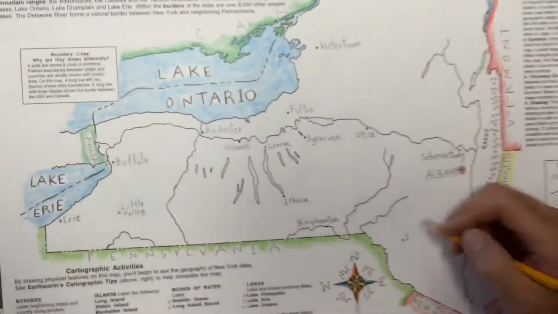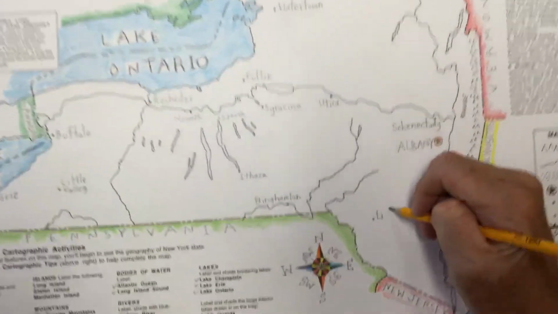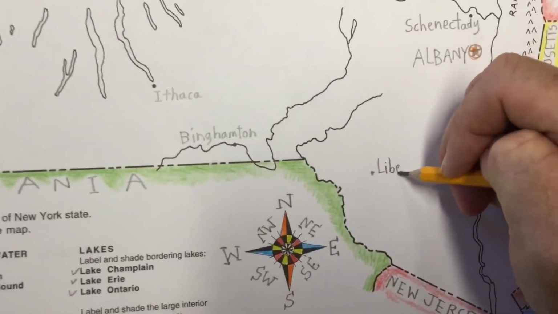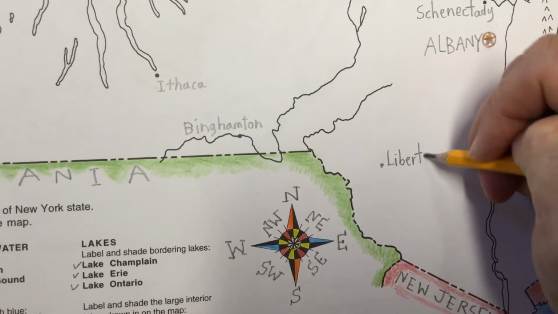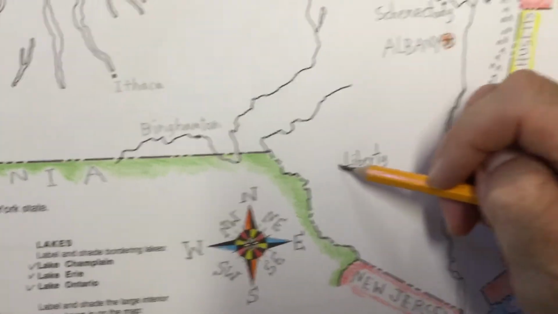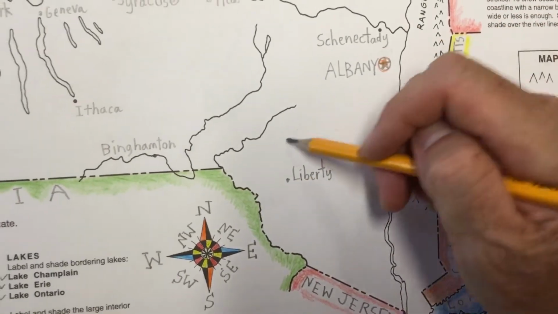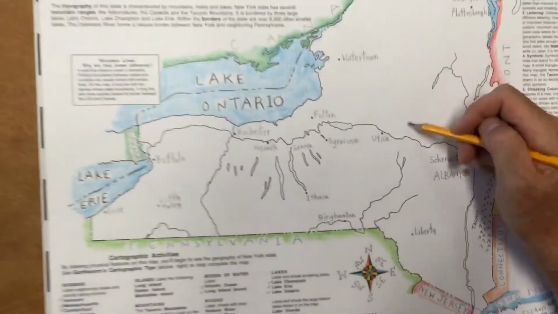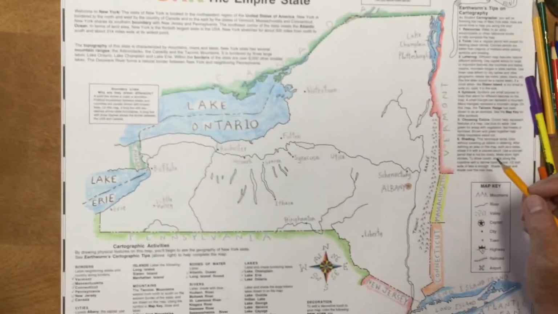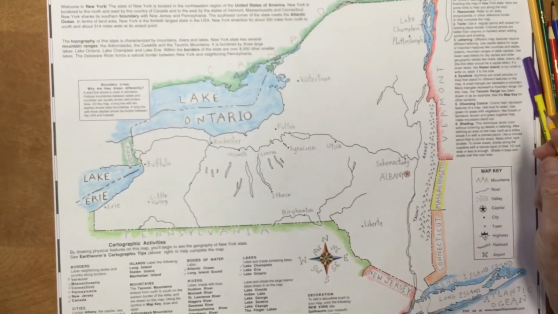And I thought maybe one more, Liberty. Easy one to locate. Liberty, New York. Right about there. So go ahead and find where you live on the map and write in your city or town.